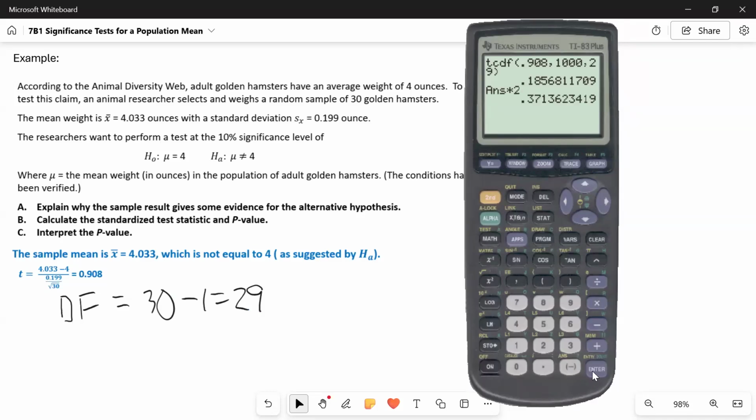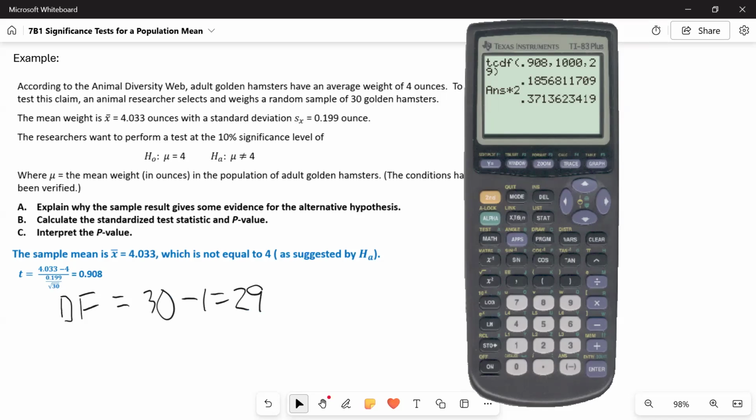And we get 0.3713. If you went to the table of values, the t value of 0.908 with 29 degrees of freedom is not going to be directly on the table, but you would get a p-value between 0.15 and 0.20. So if you would double that, it would be between 0.30 and 0.40. Okay, so that's how we get the p-value.